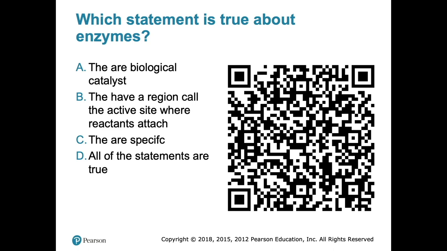All right. So what is the answer here? It's going to be D, right? All these statements are true. In fact, enzymes are biological catalysts. They have a region called the active site where the reactants attach. What are the reactants called when you're using an enzyme? Substrate, exactly. They're called the substrate, and they're super specific. And then all those statements are true.